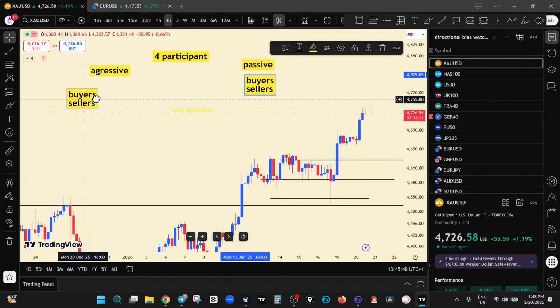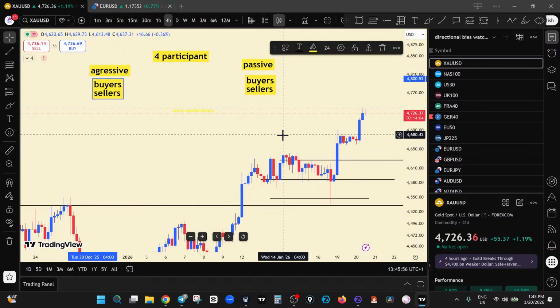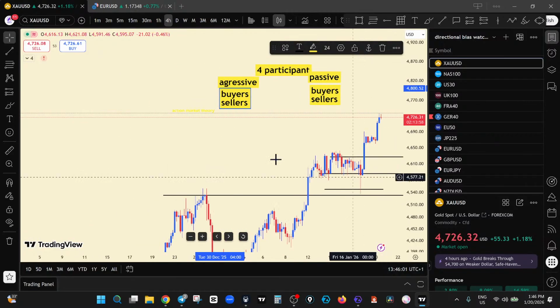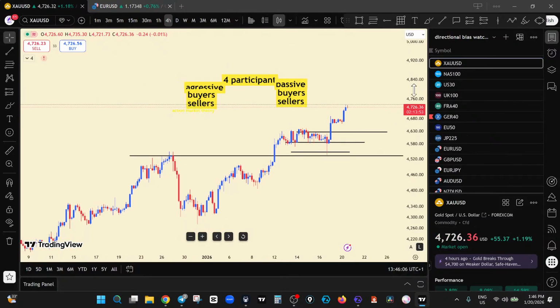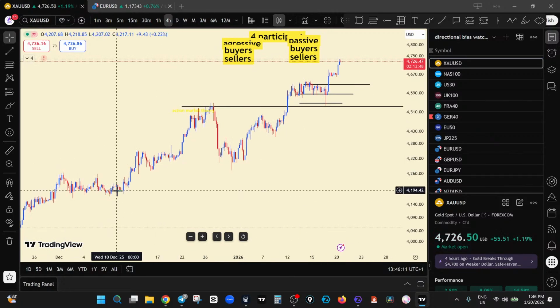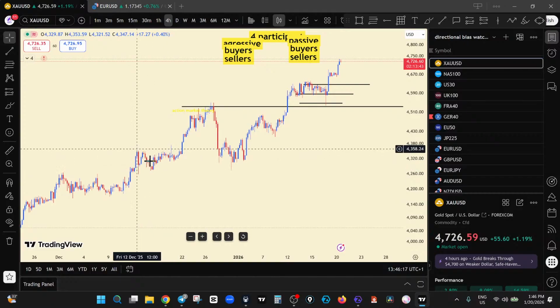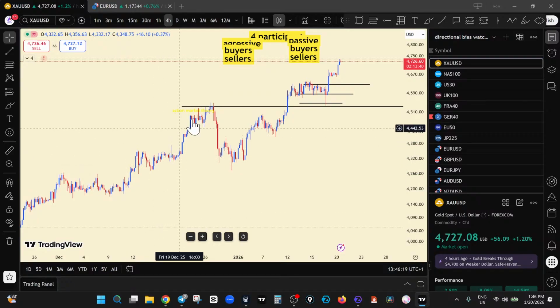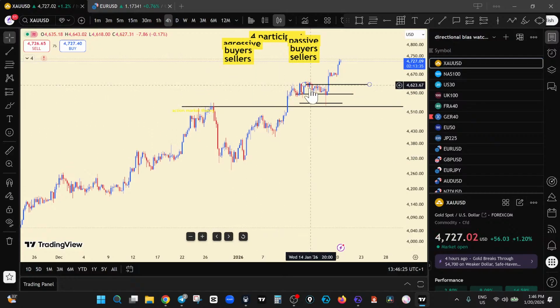Now, the question is how does the market move? If you have been following me for a while, you will notice that I don't do market structure. When I say market structure, this is what I mean. I will squeeze my chart and then say this is a low, this is a higher low, higher high, higher low, higher high, higher low. I don't do this anymore.